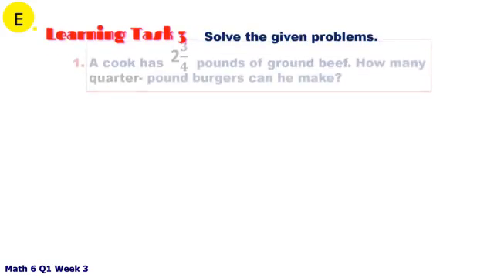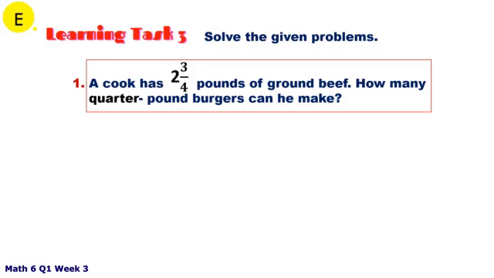Learning task 3. Solve the given problems. A cook has 2 and 3/4 pounds of ground beef. How many quarter-pound burgers can he make? So, we need to divide 2 and 3/4 divided by 1/4. Change first this mixed number to improper fraction. 4 times 2 plus 3 equals 11 over 4. And the reciprocal for 1/4 is 4 over 1.